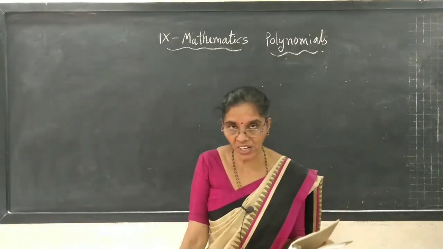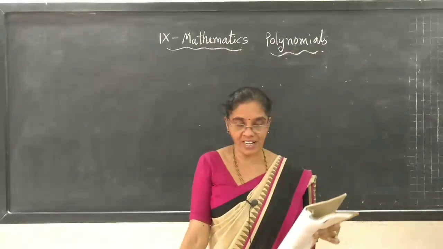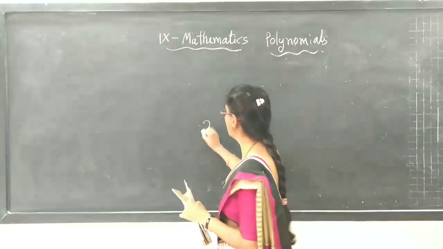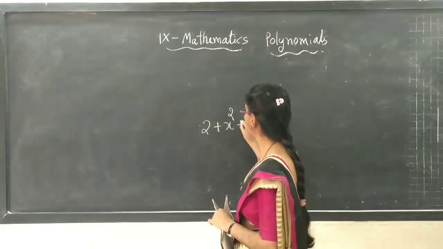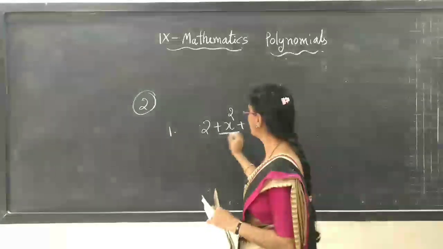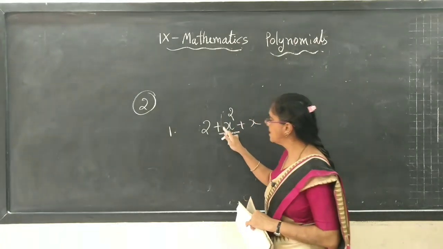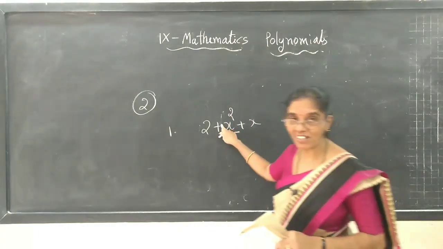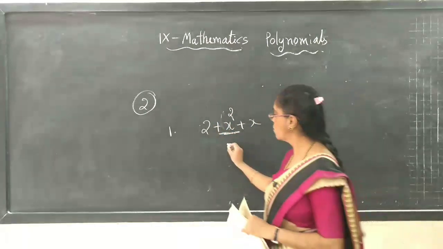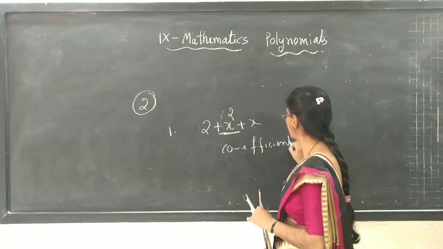Second one, write the coefficients of x square. Only for x square you have to see what the other part of x square is in the polynomial, and write it. In the first one, 2 plus x square plus x. Only x square you have to see, which other part of x square is remaining if you take x square. Nothing is there. If nothing is there, the number associated with that variable is 1. So, here the coefficient of x square is how much? 1.